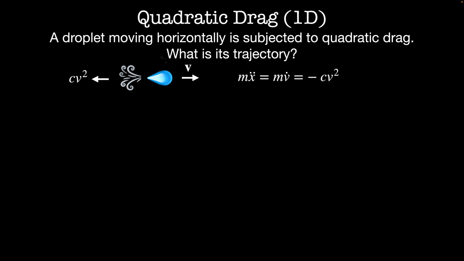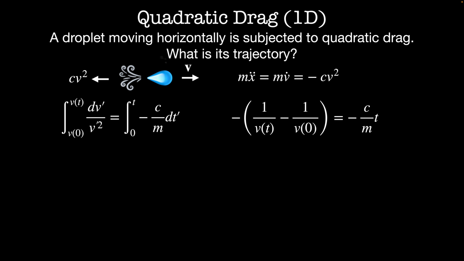This again gives us a separable differential equation. So let me group terms and then we can integrate. So we have an integral from v at time 0 to v at time t of dv prime divided by v prime squared. And this is equal to the integral from 0 to t of minus c over m times dt prime. So this gives me minus 1 over v of t minus 1 over v naught, which equals minus c over m times t. And I'm going to call the time scale m over c tau.